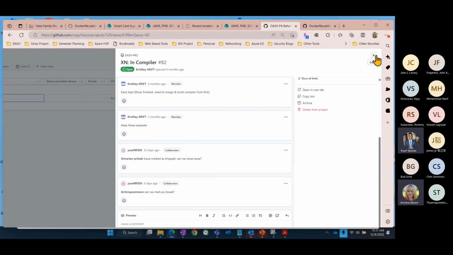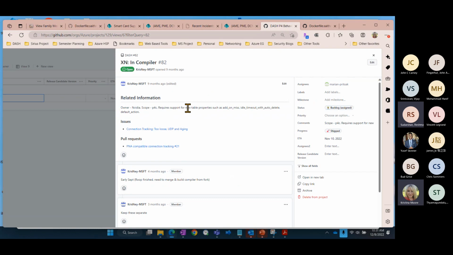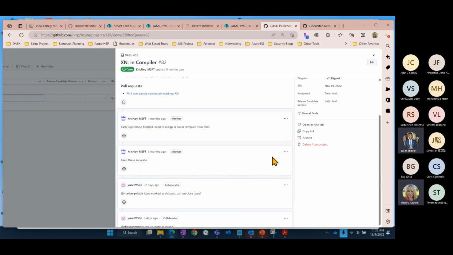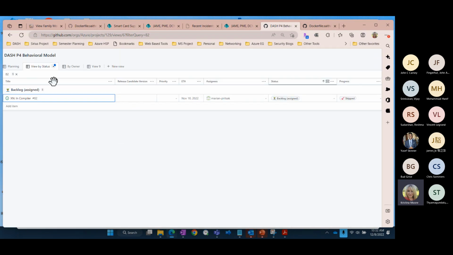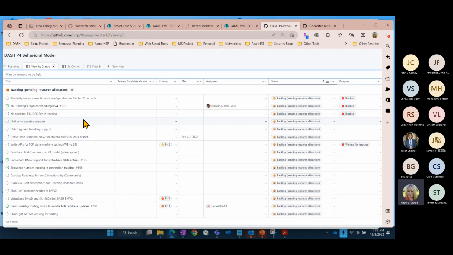This looks like add-on miss, right? That's probably already implemented. New table properties such as add-on miss, idle timeout with auto delete. Okay, so this one is good to close. Do you want me to go in and close, Christina, or are you good to close? We just make a comment saying discuss with the community, good to close, something like that. You guys understand my shorthand. Okay. Thanks, Yusuf. Yep, no problem.